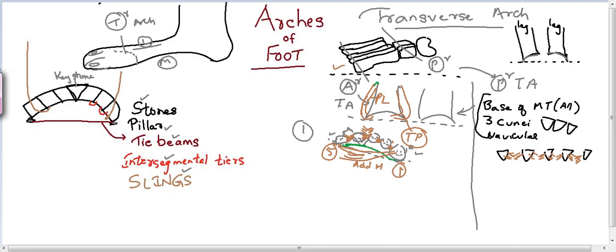So what are the same structures? From the lateral aspect it is peroneus longus, supplied by the superficial peroneal nerve. From the posterior medial aspect it is tibialis posterior. They form the sling, with peroneus longus.